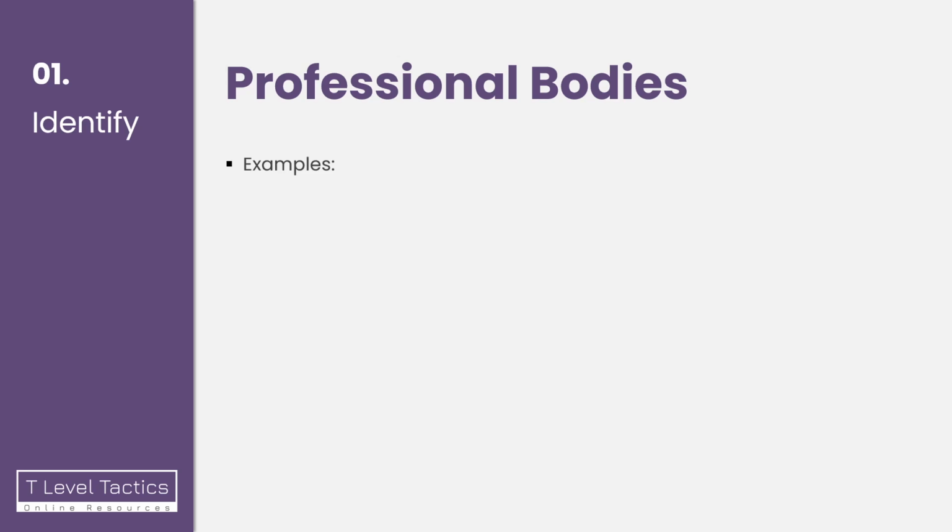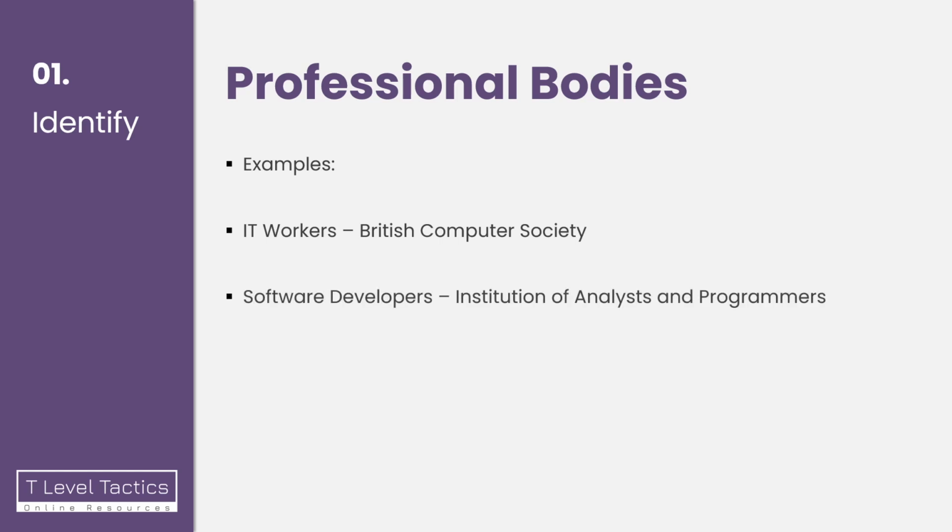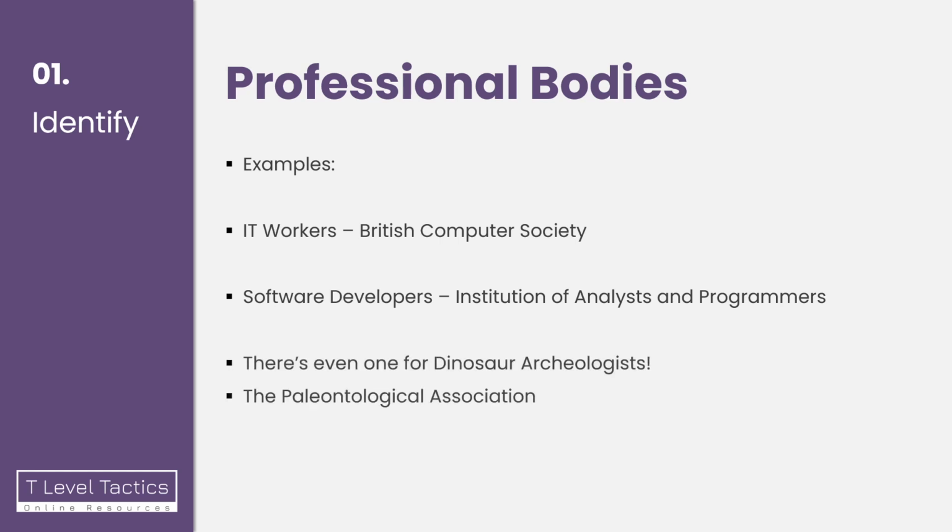So, for example, if you work in IT, you could become a member of the British Computer Society. More specifically, if you're a software developer or work in data analytics, you could become a member of the Institution of Analysts and Programmers. Now, those are very specific, but there are professional bodies for all different sorts of work and industries in the UK. There's even one for dinosaur archaeologists, known as the Palaeontological Association. That was a little bit difficult to say, I'm going to be honest.